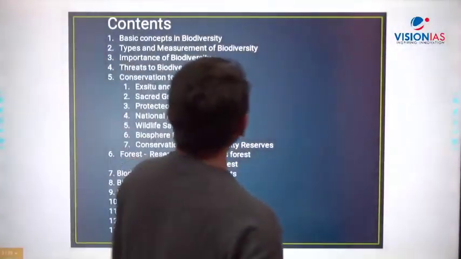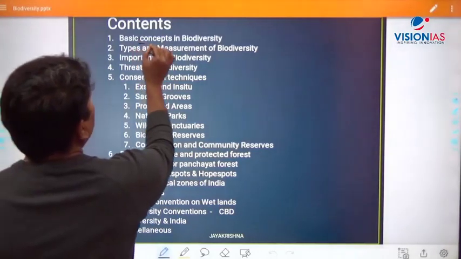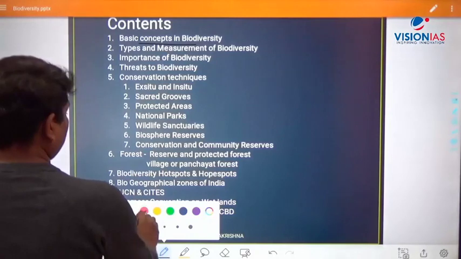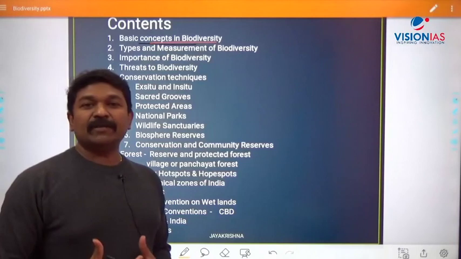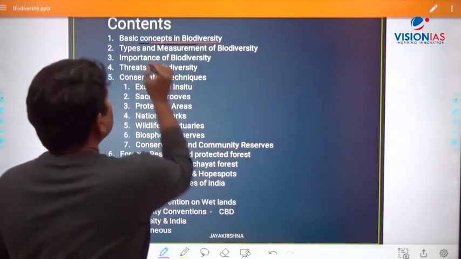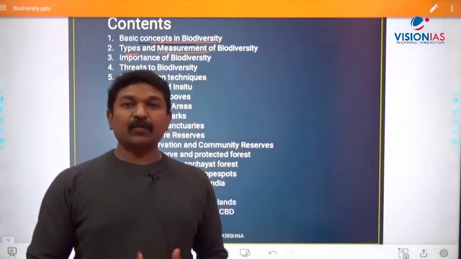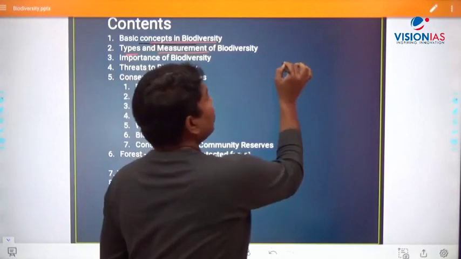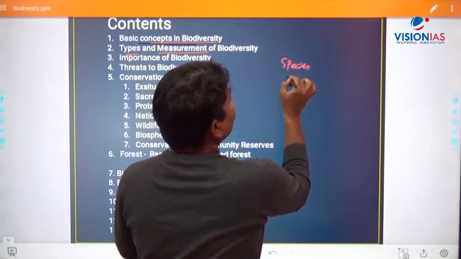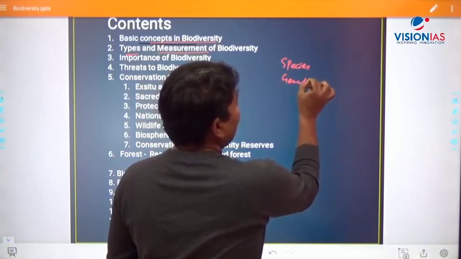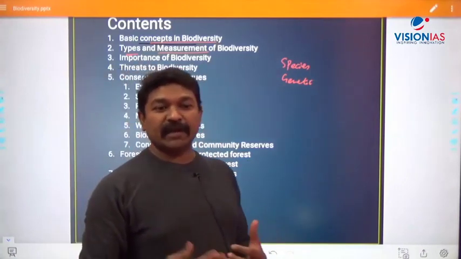These are the concepts we already talked about. We covered the basic concepts in biodiversity. What is the definition of biodiversity? What is the importance of biodiversity? Types and measurements. We have seen the different types, like species biodiversity, then genetic biodiversity. I have also given examples from the practical world of how genetic biodiversity can be understood.